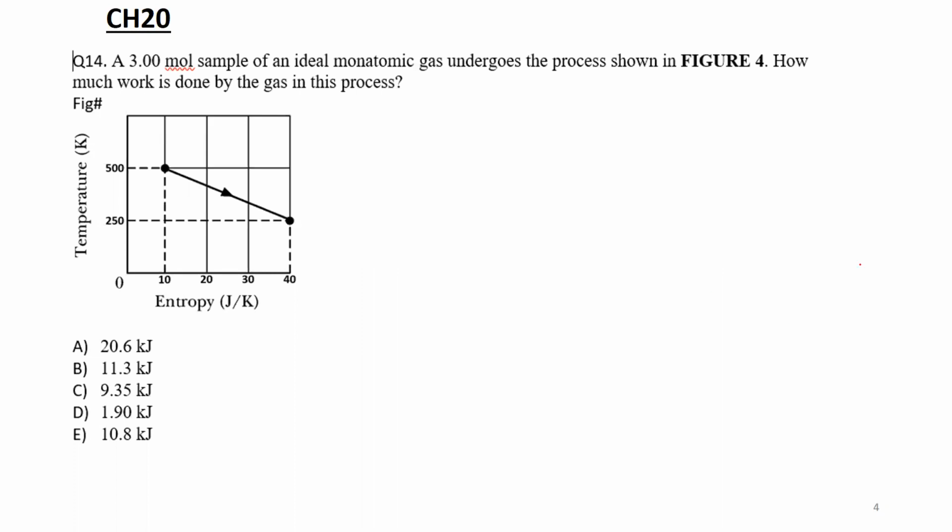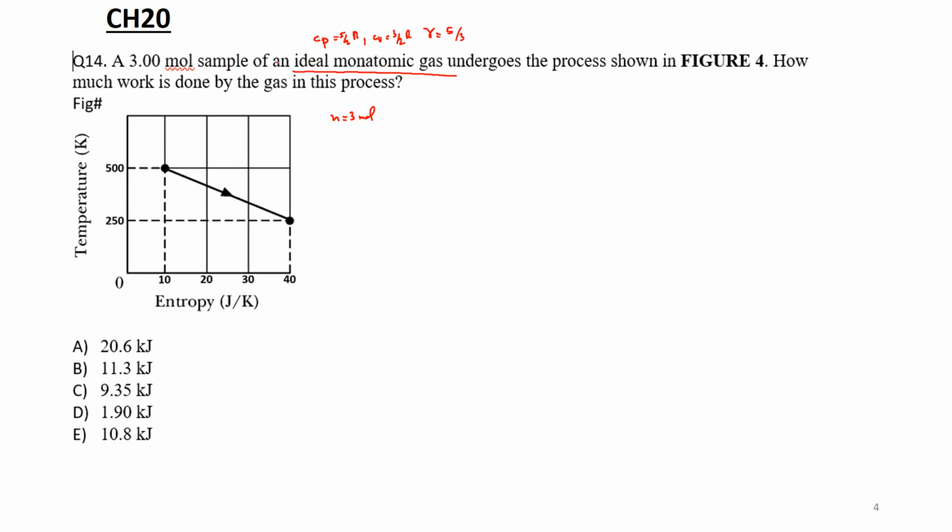So read the problem carefully. What do we have here? I give you the number of mole. So 3 mole, so n is equal to 3 mole. A sample of an ideal monoatomic gas. So I know that basically, I know Cp is 5 halves of R, I know Cv is 3 halves of R, and I know gamma. If I need it, it's just 5 divided by 3.